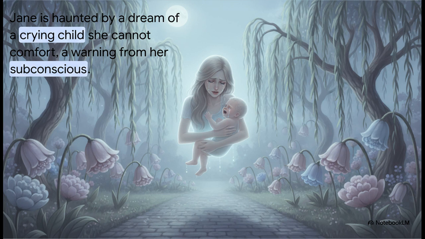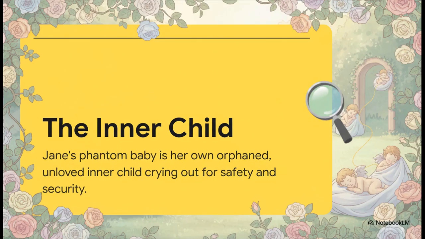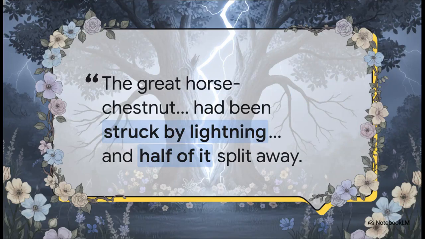And then there's this other really powerful message her subconscious keeps sending her. It's a recurring nightmare. Right before things are about to get really intense, especially with Rochester, she has this dream that she's holding a crying baby, a baby that she just can't seem to comfort no matter what she does. So, what's with this phantom baby? Well, it's her own inner child. It's a symbol of all her vulnerability, all her unmet needs from being an orphan, and that deep, deep fear of being abandoned. Her subconscious is basically screaming a warning at her. Hey, you can't be an equal partner with Rochester until you learn how to take care of this vulnerable part of yourself first.